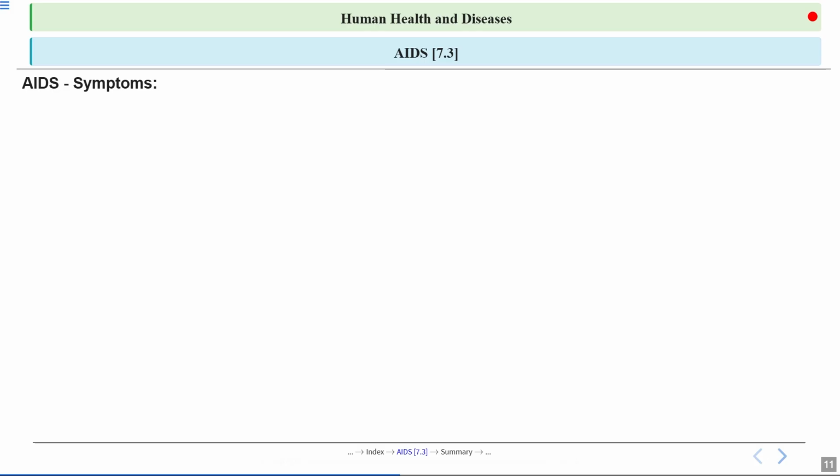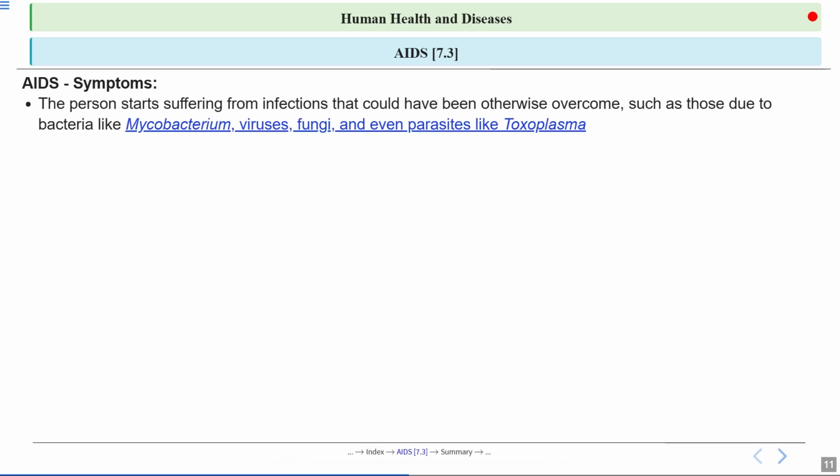Okay, let's talk about the symptoms of AIDS. First, notice that people with AIDS start suffering from infections that a healthy person would usually overcome easily. The infection can be caused by bacteria like mycobacterium, as well as viruses, fungi, and even parasites such as toxoplasma.